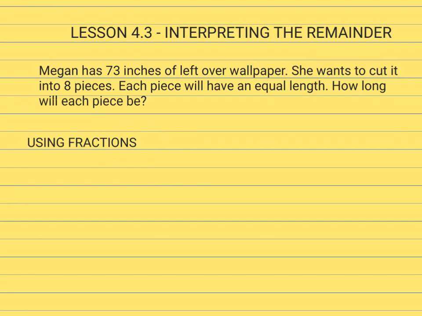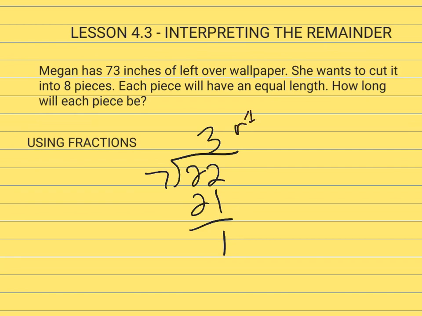This is going to be lesson 4.3, Interpreting the Remainder. Now in lesson 4.2, we actually learned about remainders. Remainders are when you divide something and you can't do it equally and you have leftover pieces. And so we learned what remainders were, and how we can write them. If I'm doing 22 divided by 7, I know 7 times 3 is 21. I have 1 left over, and so we've learned that I can do 3 with the remainder of 1, and that would be my answer.